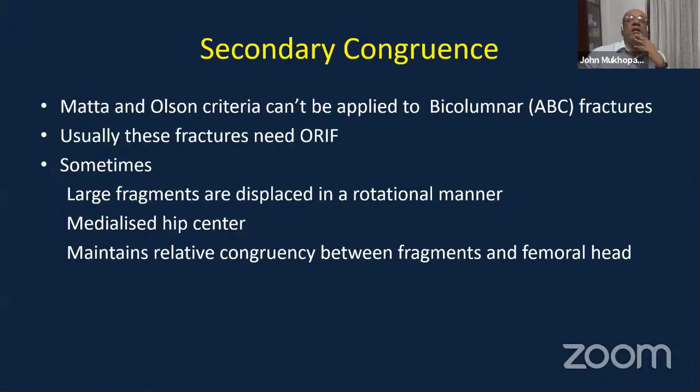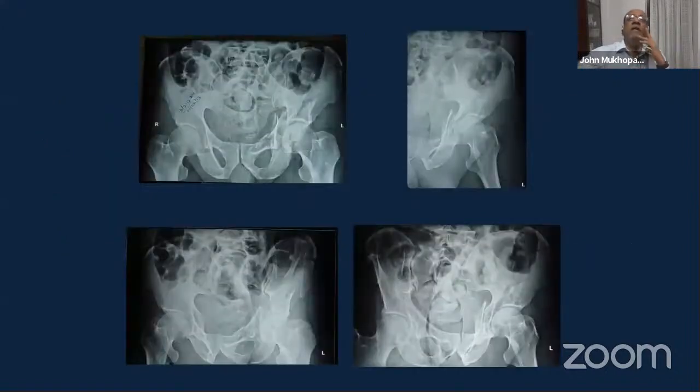Here sometimes the fragments with traction can come around the head in a reasonably congruent manner. The hip will be a little medialized, but there'll be a relative congruency between the fragments and the femoral head. So if a patient is a high risk for surgery, sometimes it may be appropriate to treat them non-operatively, and because of the secondary congruence, they will get a reasonably good result. So here's a patient. You can see that here this dome fragment is separate from the axial skeleton. There's a fracture exiting here. This is the spur sign.